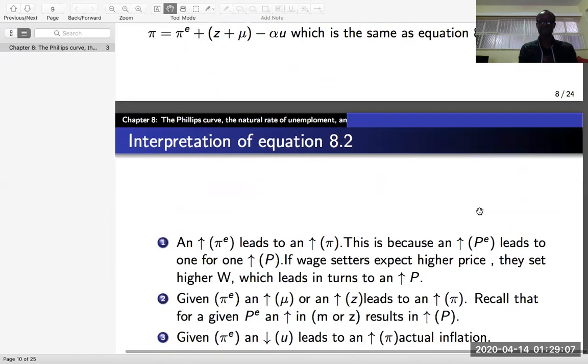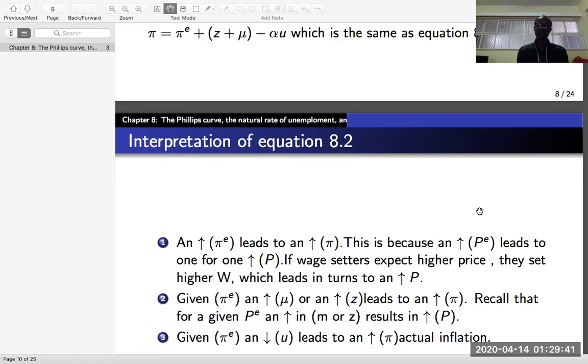So what does that mean? Equation 8.2 implies that if you increase expected inflation, it leads to an increase in actual inflation, i.e., if you change the independent variable, the dependent variable should respond to it. And those are our shifters, if you remember. This is because if you increase expected inflation, it leads to a 1-to-1 increase in prices. If wage setters expect higher prices, they set higher wages, which in turn lead to an increase in prices.